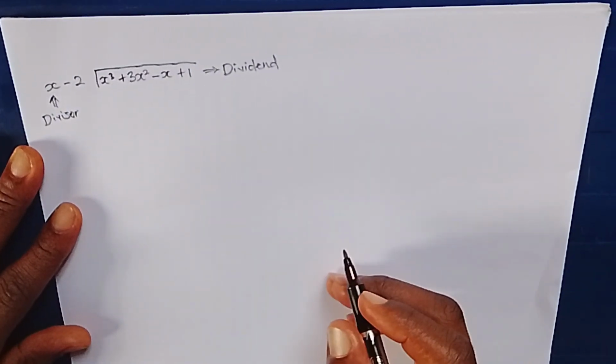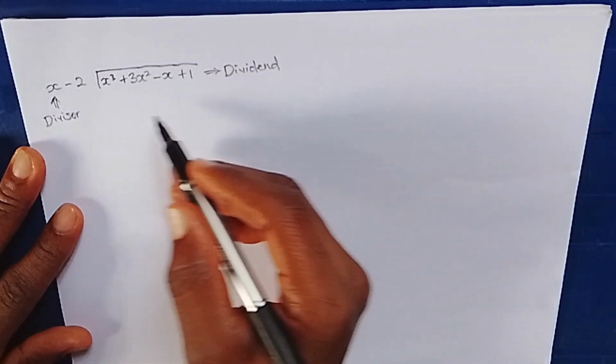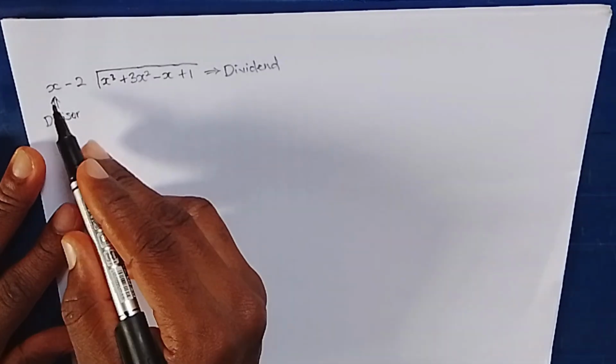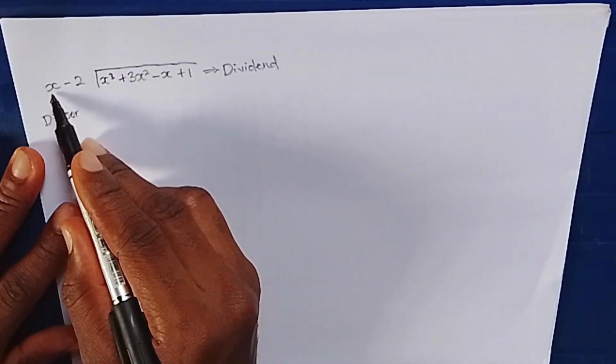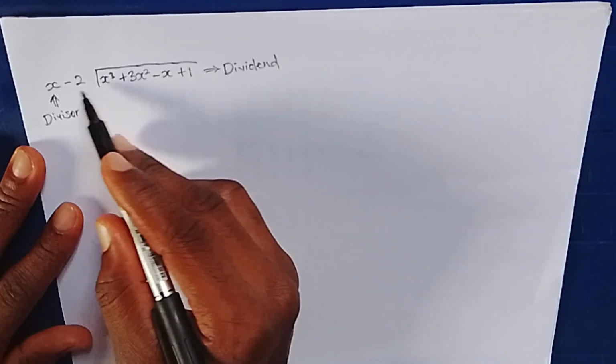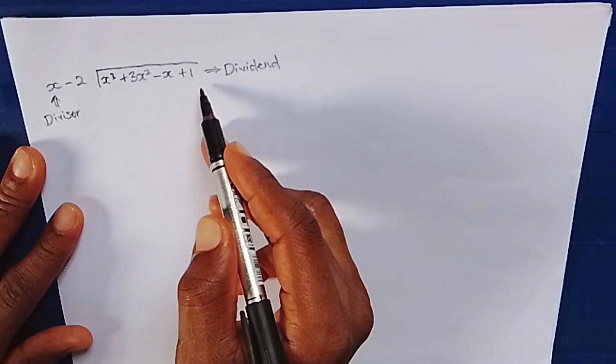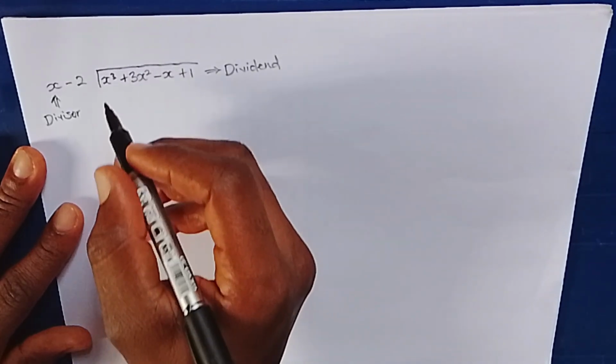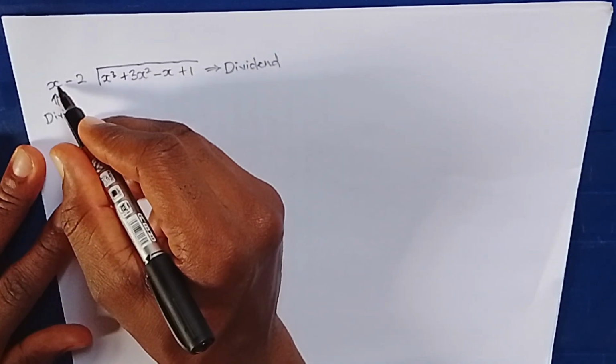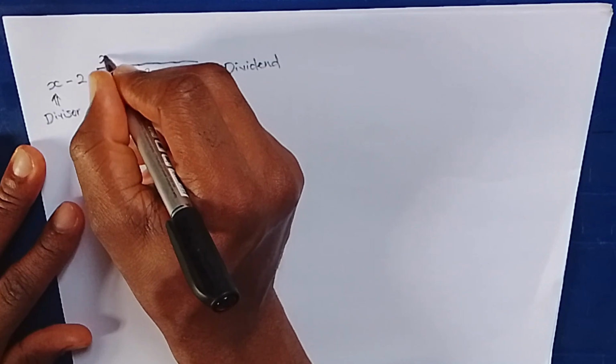In dealing with the division of polynomials, you only use the first term of the divisor to divide the dividend. The first term here is x. So it's only this x that we divide through. Now let's do that. x cubed divided by x will give us x squared.